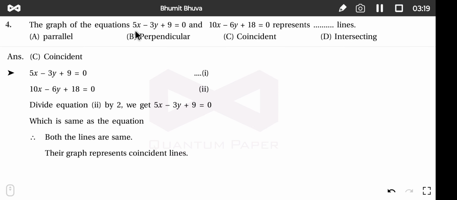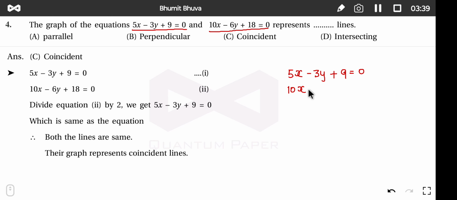The graph of the equation 5x minus 3y plus 9 is equal to 0 and 10x minus 6y plus 18 is equal to 0 represents. So again we have to use the same concept. We have the two equations 5x minus 3y plus 9 is equal to 0, and the second equation 10x minus 6y plus 18 is equal to 0. So we'll check the ratios. First the ratio of a1 upon a2. So it is 5 upon 10, which is nothing but 1 upon 2.